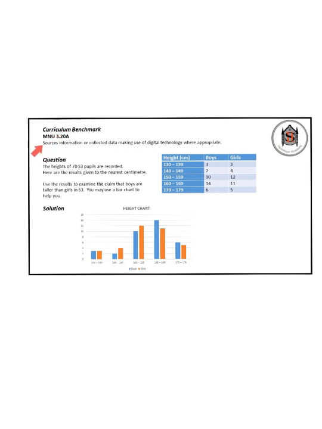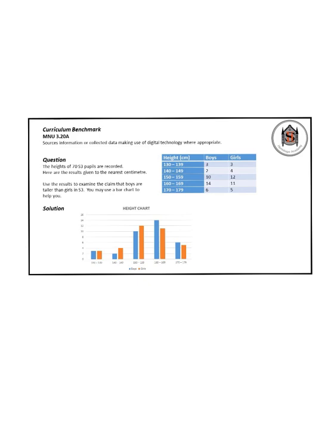This benchmark looks at using sources, information or collected data, making use of digital technology where appropriate. The question says, the heights of 70 S3 pupils are recorded. Here are the results given to the nearest centimetre. Use the results to examine the claims that the boys are taller than the girls in S3. You may use a bar chart to help you.